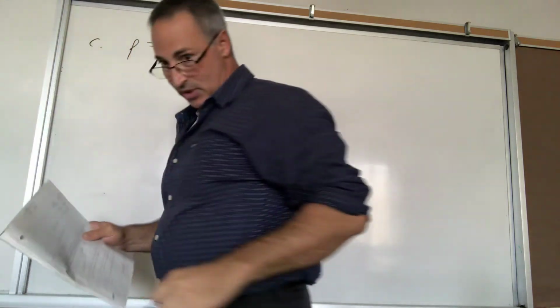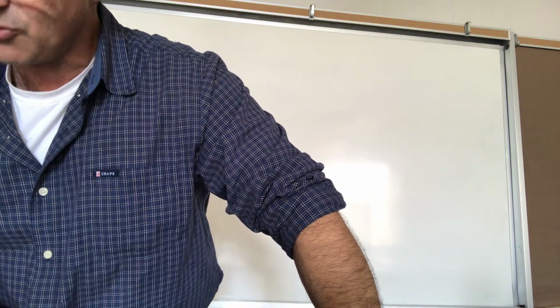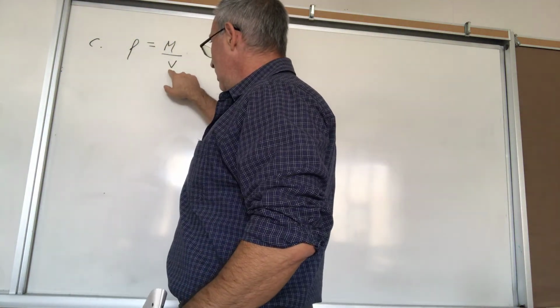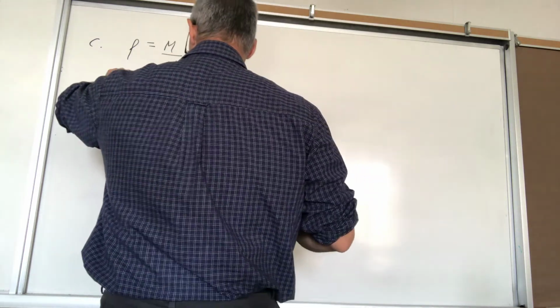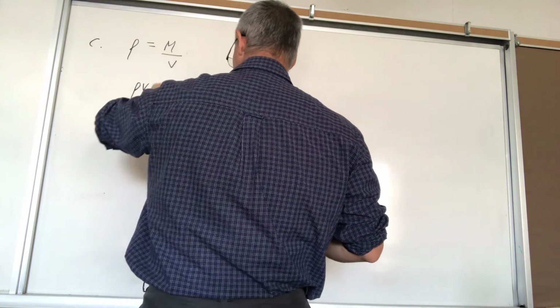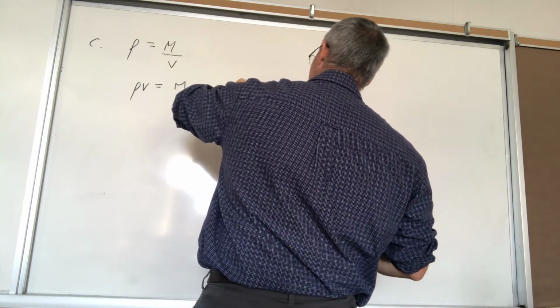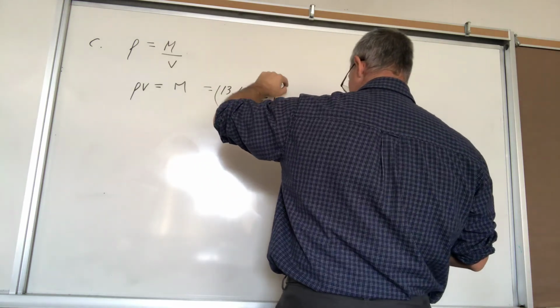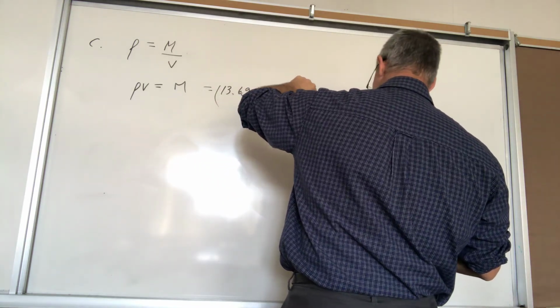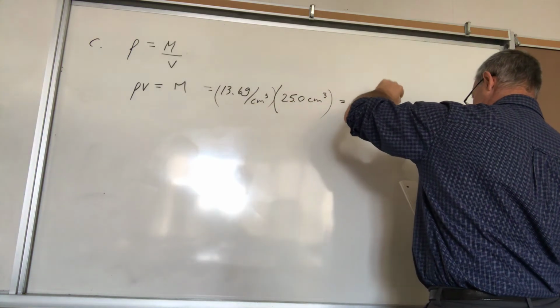In part C, let me read you the question. It says, what is the mass in grams of 25 milliliters of mercury with a density of 13.6? In this case, they give you the volume and the density of the mercury, so they want the mass. So we're going to rearrange the equation so that mass is by itself, and then plug in the numbers. The density of mercury is 13.6 grams per centimeter cubed, or milliliter, because milliliters and centimeters cubed are actually the same thing. And it's got 25.0 centimeters cubed. So you have 340 grams of mercury.